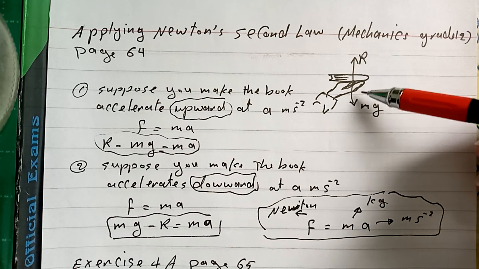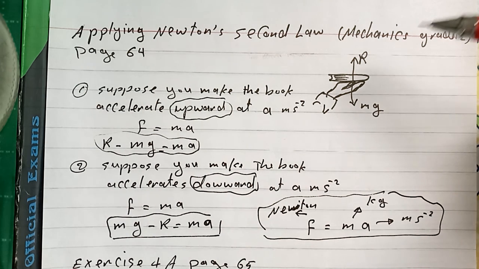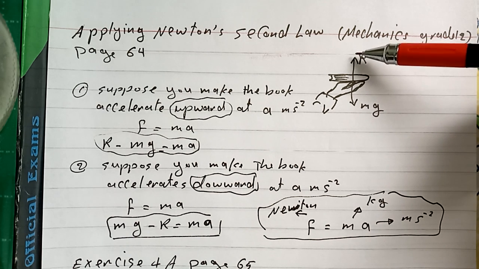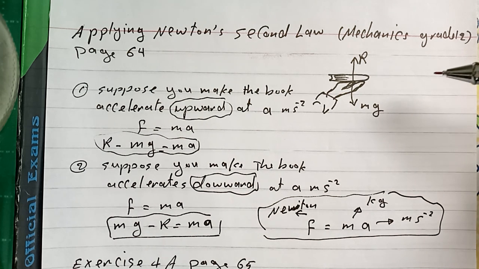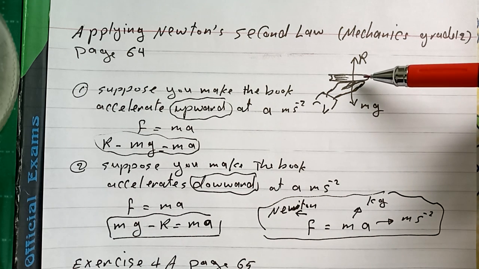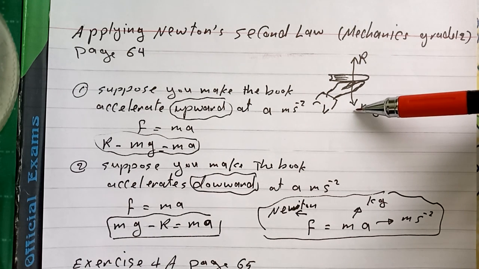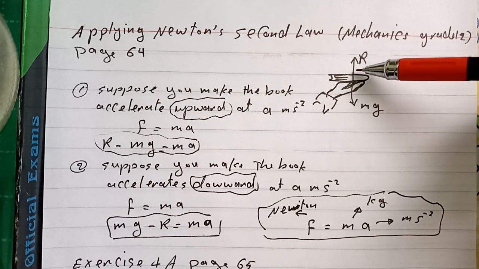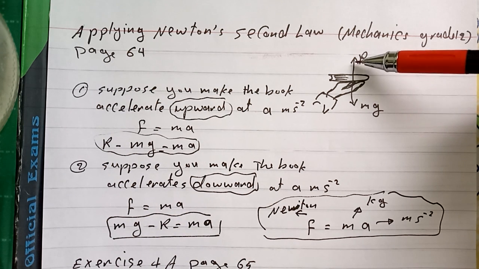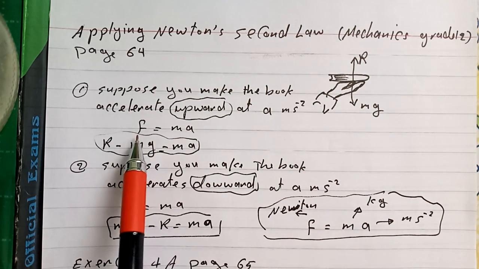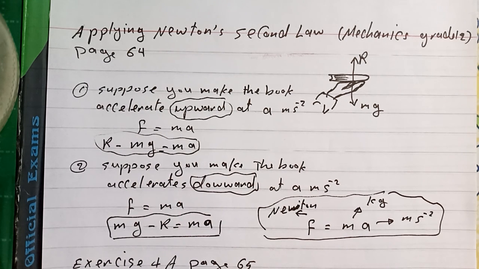If you lift a book on your hand like this, suppose you make the book accelerate upward, meaning you lift the book upward at an acceleration a. There are two forces applied: the weight of the book working down, and the reaction of your hand, which is trying to lift the book, acting upward. Newton's second law says that F equals ma, meaning the resultant force equals the mass times the acceleration of the system.